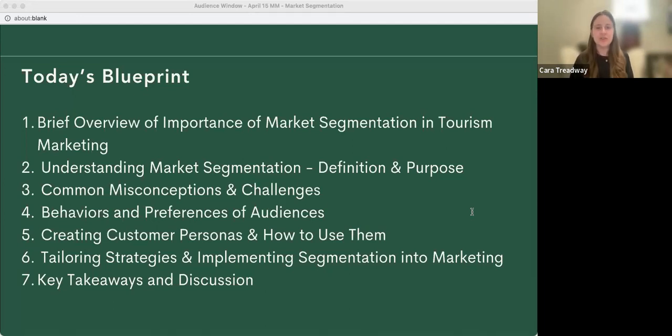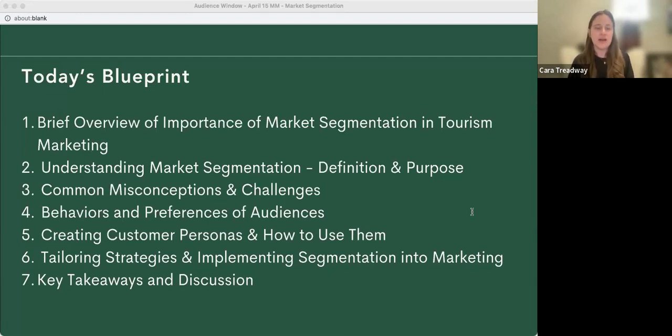So today we're going to look at the importance of market segmentation in tourism marketing and how we can apply it to our social media efforts. So it involves dividing the market into smaller segments based on demographics, behaviors, lifestyles, and preferences. And then we're also going to look at understanding segmentation and how it helps in creating customer personas and tailoring marketing strategies for specific audience groups.